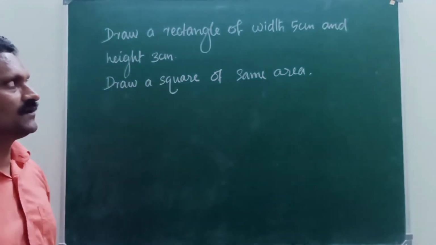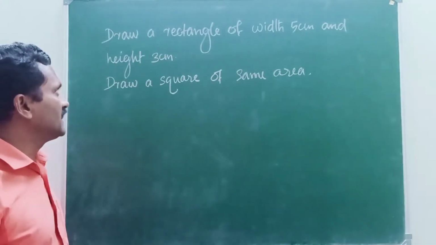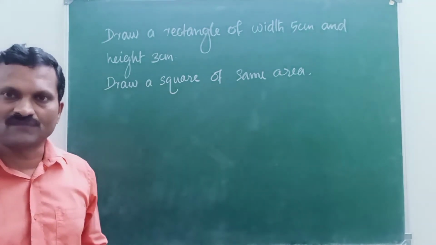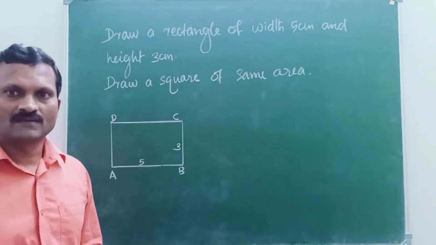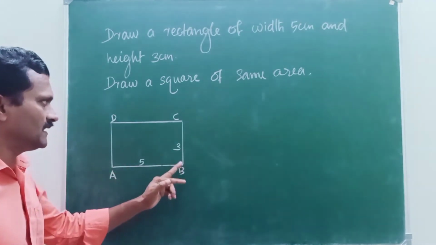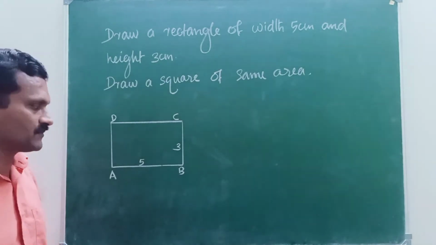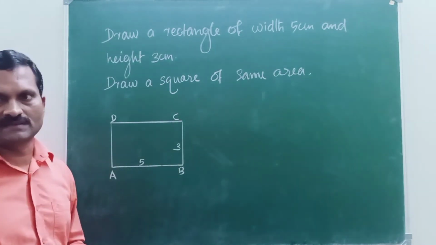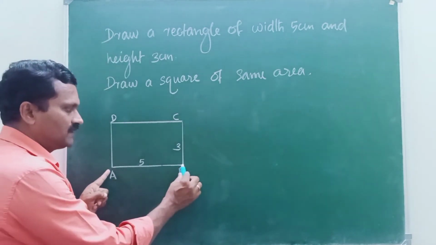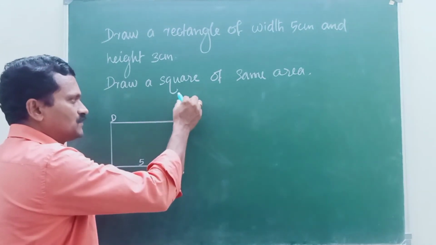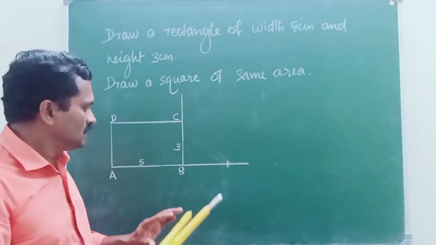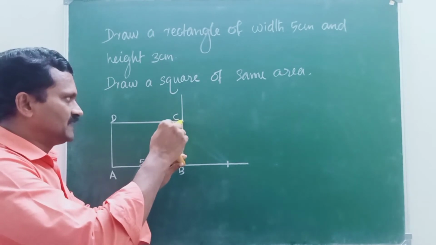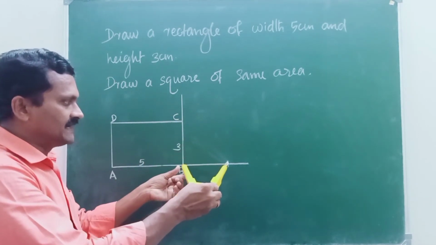Draw a rectangle of width 5 cm and height 3 cm. Then draw a square of the same area. First we draw a rectangle ABCD of the given measurement, that is length 5 cm and width 3 cm. Then extend AB through B and BC through C. Mark the length BC, that is the width of the rectangle, on the extended line.